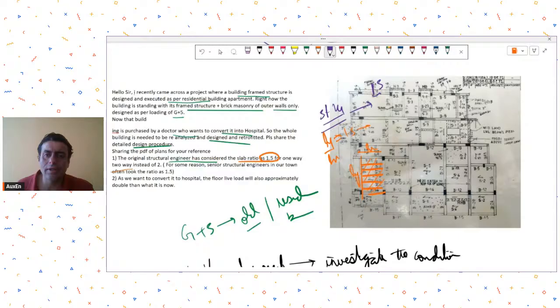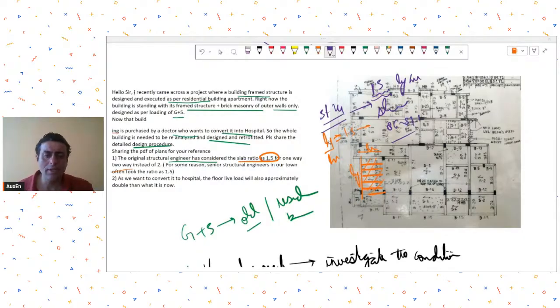So basically, at around 1.5 Ly by Lx ratio, your short span will take almost 86 to 87% of the load. I'm saying if you read SP24 or SP16, I think you read SP16, in the slab chapter they have given that even at an Ly upon Lx ratio of around 1.5, the short span takes almost 86 to 87% of the loads.